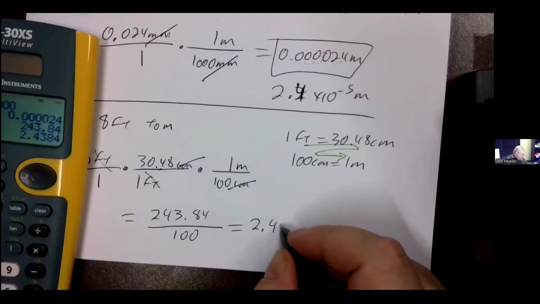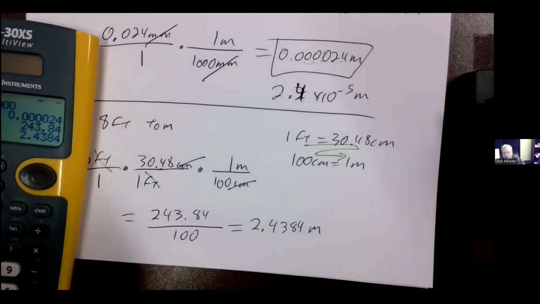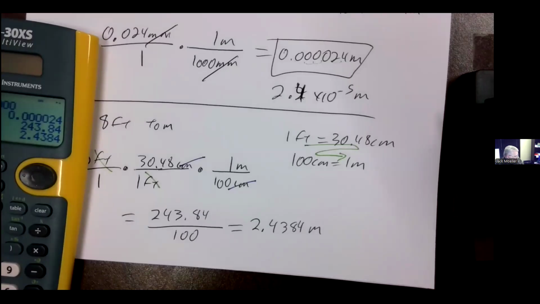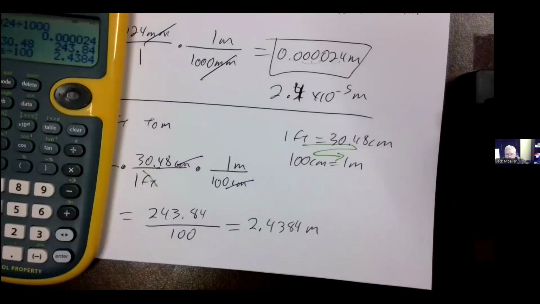In this case, I'm getting 2.4384 meters. And then always look at MATLAB anytime you have a decimal that's more than like 1 or 2. They're not always consistent on where they round. This particular problem says round to the nearest hundredth.